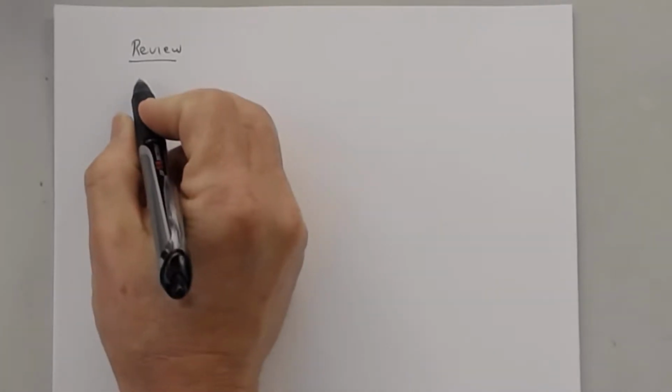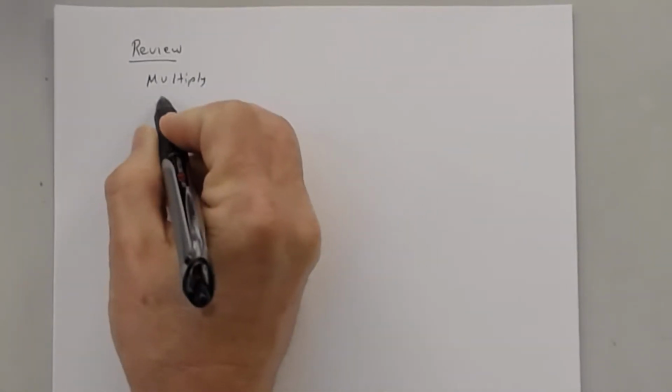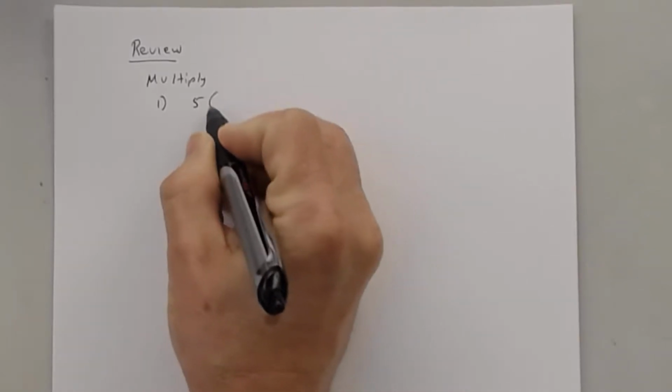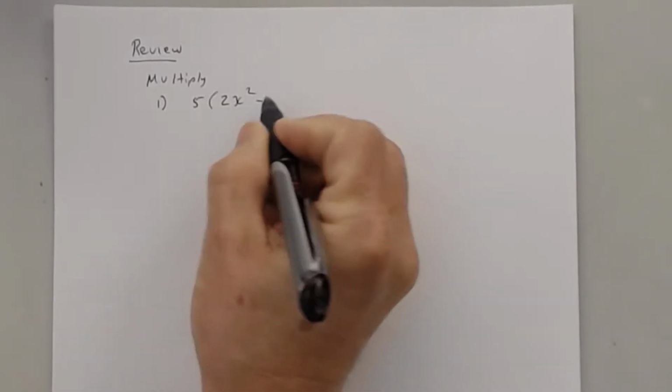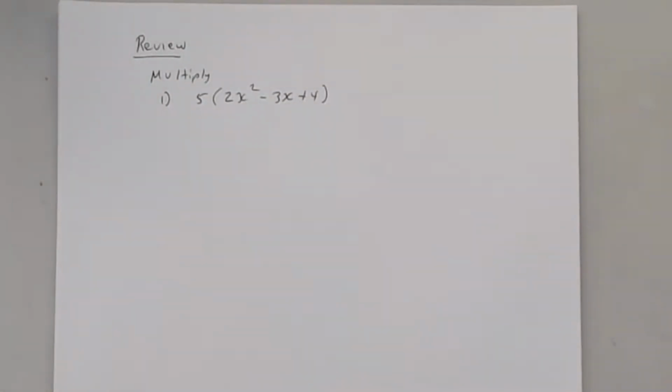Okay, so last semester you had something like this. You want to multiply. Number one, let's suppose we had 5 times 2x squared minus 3x plus 4. What did y'all do last semester to multiply this out? We distributed. Distributive property.